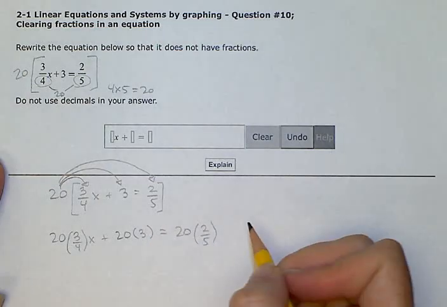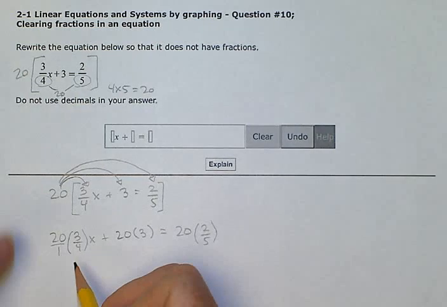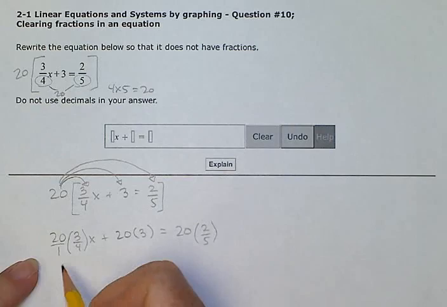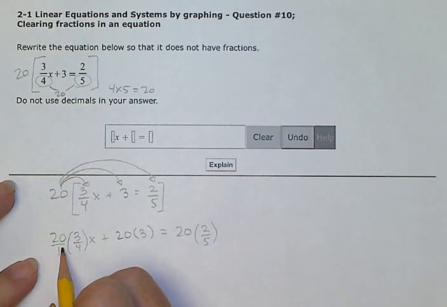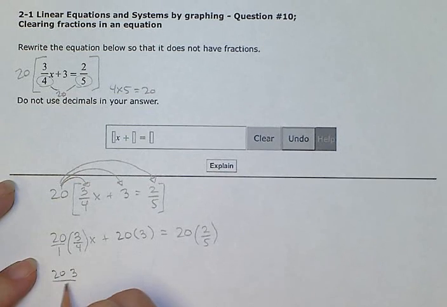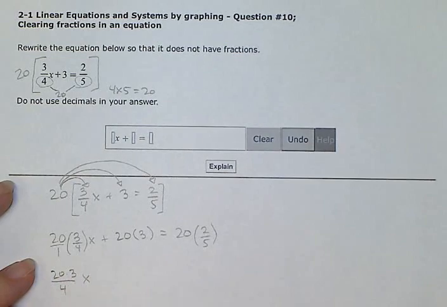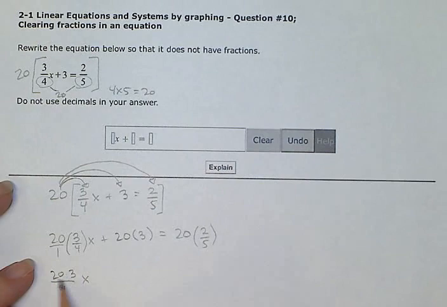So when I have a whole number, it's just like I have a fraction but divided by 1. So I'm going to multiply these two fractions by multiplying the tops together, 20 times 3, and then dividing by 4, and it's still multiplied by x. 20 times 3 is 60. 60 divided by 4 is 15x. Okay, so this is what I'm putting into my calculator. 20 times 3 divided by 4 to get 15.